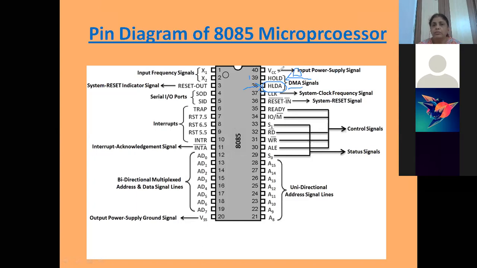Clear? So these hold and HLDA signals are for DMA transfer. Hold is generated by DMA and HLDA is an output signal generated by 8085 as an acknowledgement signal for DMA. Clear? So these two, ये होल्ड पिन बहुत बार आई है. तो अगर होल्ड पिन आती है या HLDA पिन एग्जाम में आती है, कोई भी पिन आती है, तो you explain both, because both are interconnected.